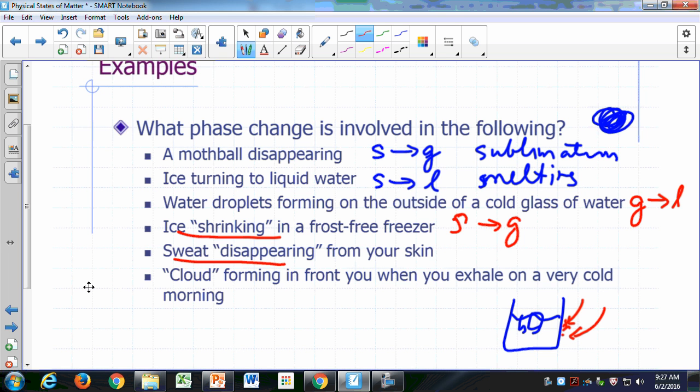Sweat disappearing from your skin. Vaporization, liquid going into gas. Cloud forming in front of you when you exhale on a very cold morning. What's a cloud? It's liquid droplets. Condensation. That's gas, water vapor from your breath turning into liquid. Right?